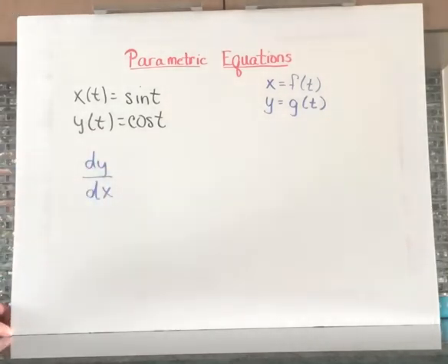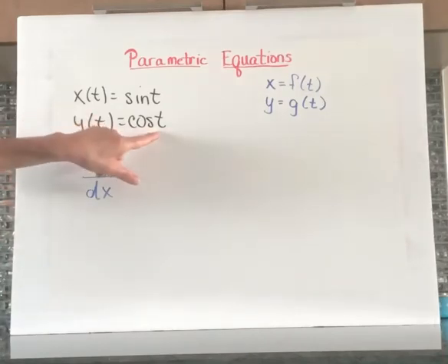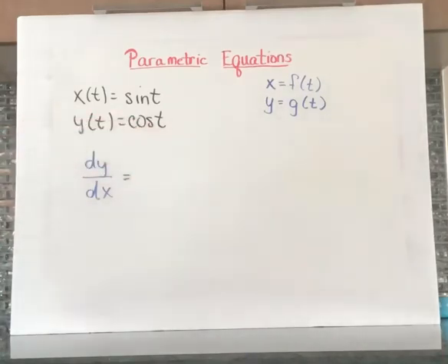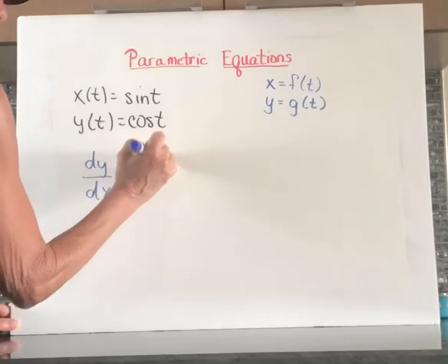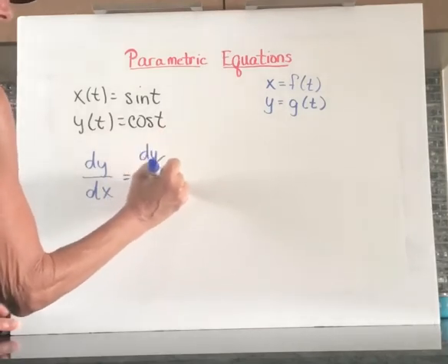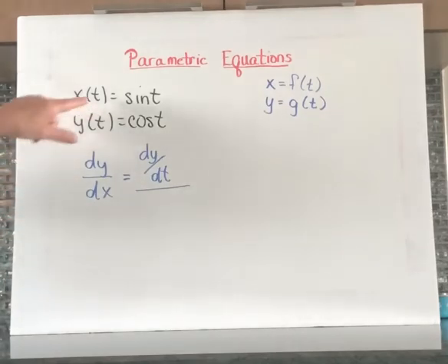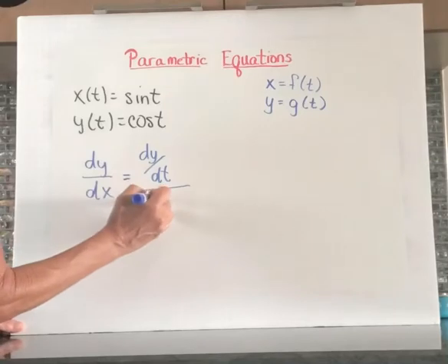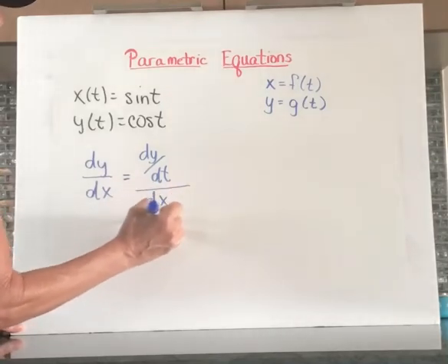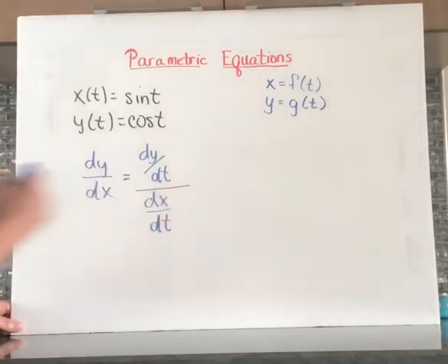And in this example here, or in all examples, the way that we take the derivative of y with respect to x is first we take the derivative of y, but when we do that, we're doing it with respect to t. So it's dy/dt, and the denominator right here, the derivative of x, again, we're with respect to t, so it will be dx/dt. And this is your formula for taking the first derivative.